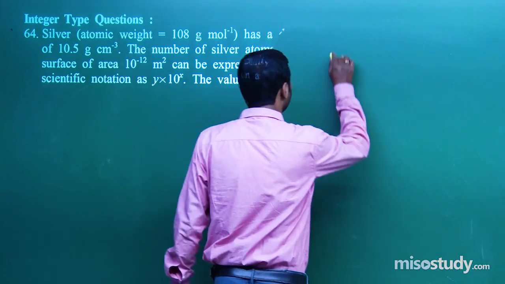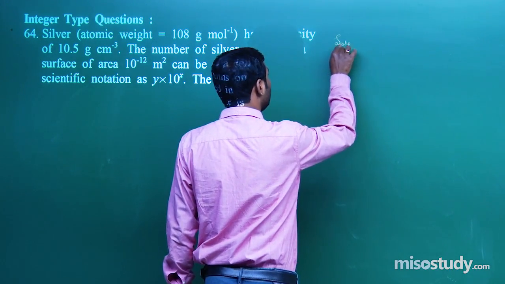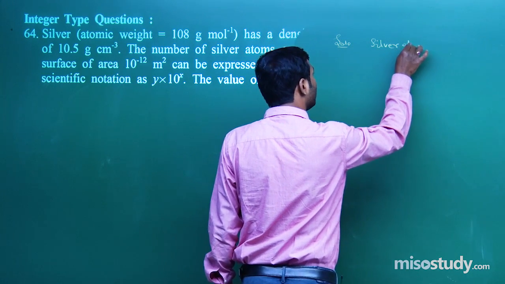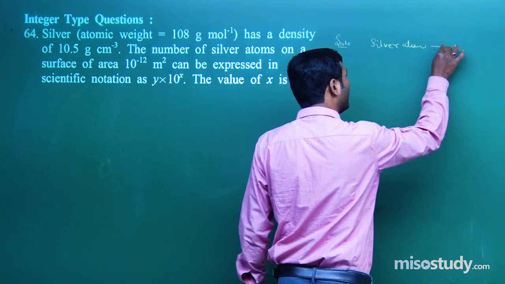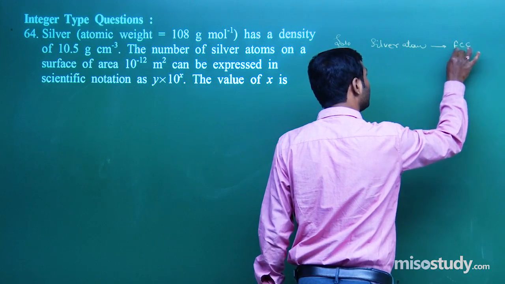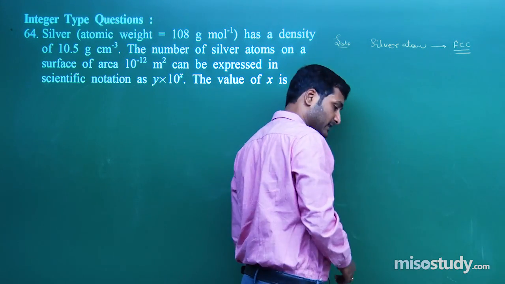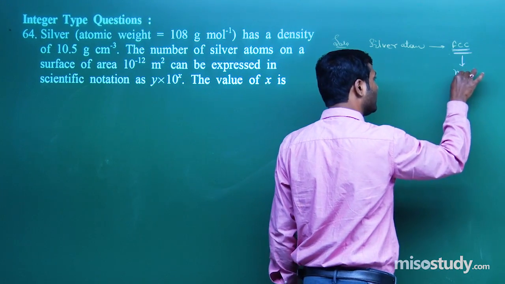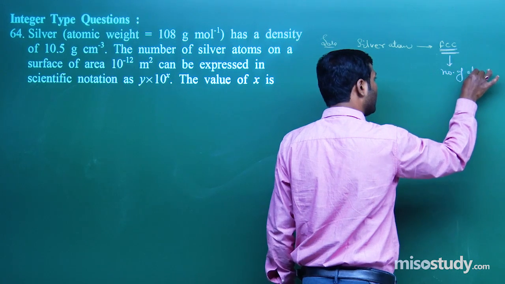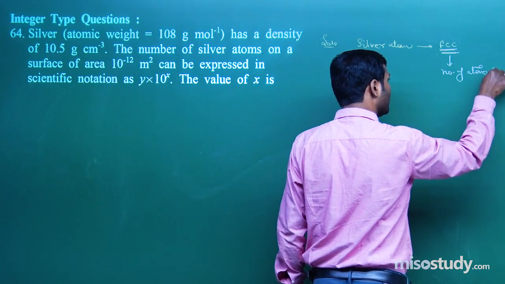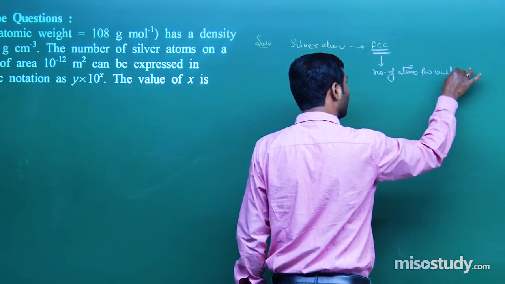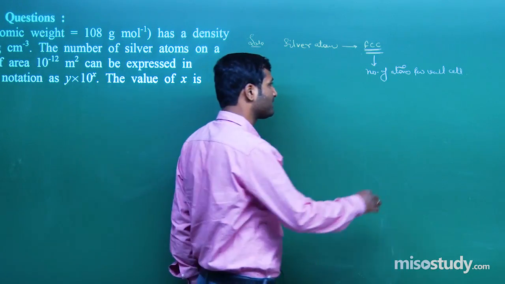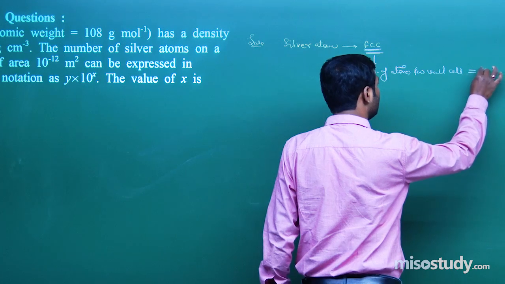Okay. Now, how to approach? We know first of all silver atom crystallizes as an FCC lattice, face centered cubic lattice. Yes sir, face centered cubic lattice. Okay. Now, the number of atoms per unit cell in an FCC lattice is equal to 4.